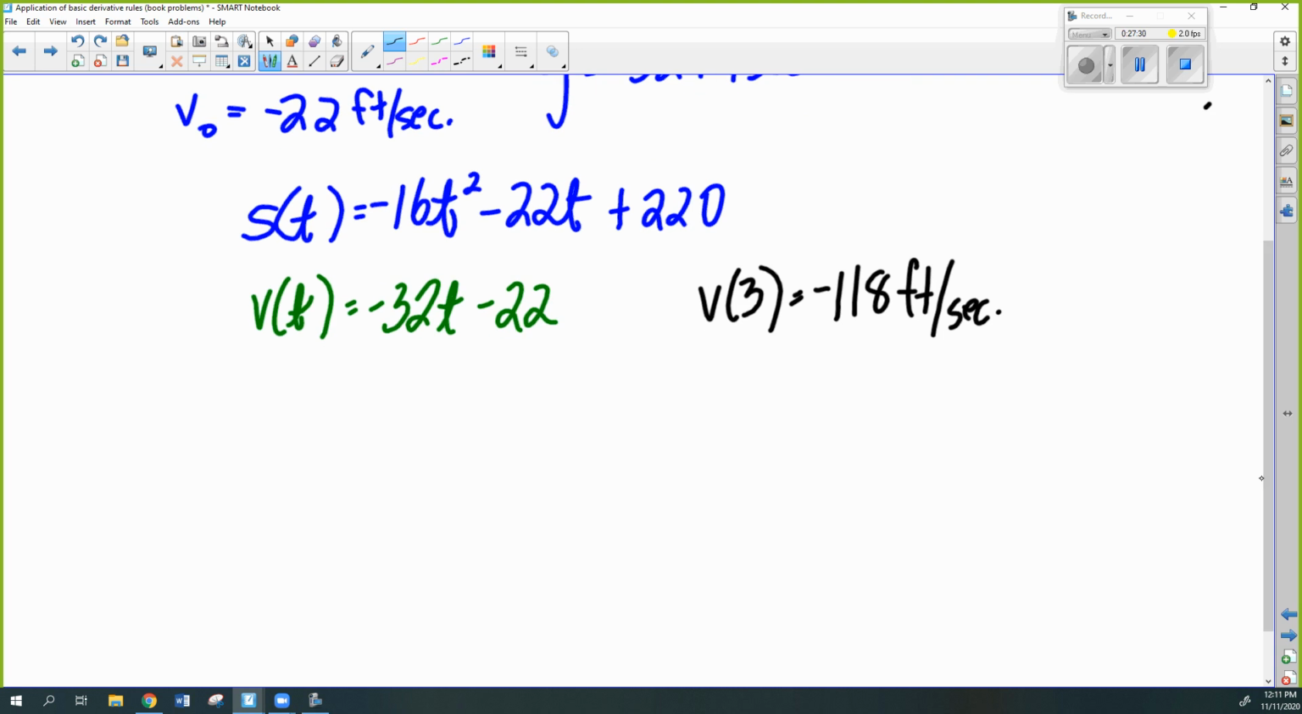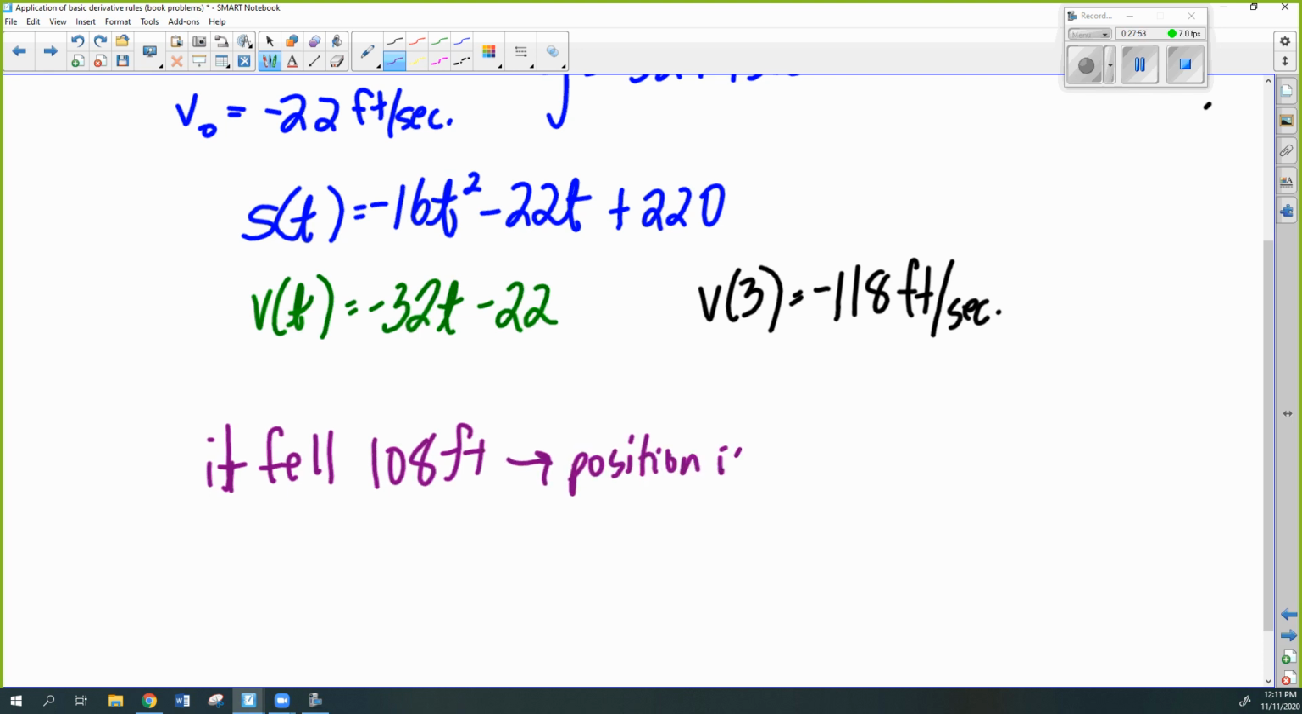All right, so what are you saying? The position is 220 minus 108. It's saying it's falling 108 feet. So you need to find the position that it's at right now. Okay, so if it fell 108 feet, then position is now 220 minus 108, right? 112, okay?